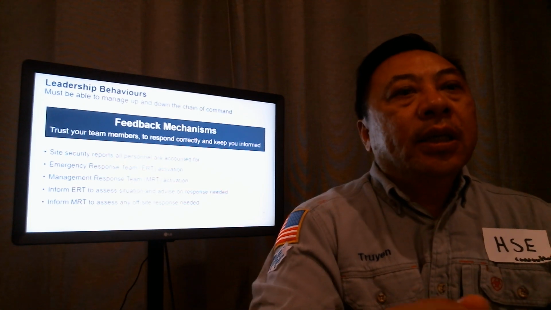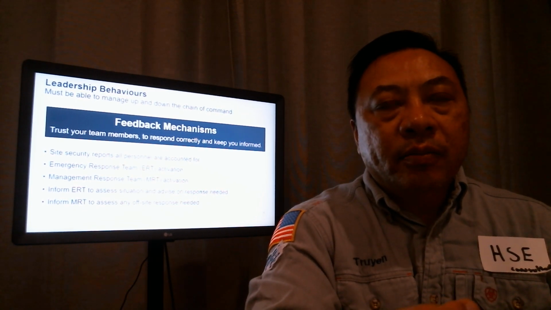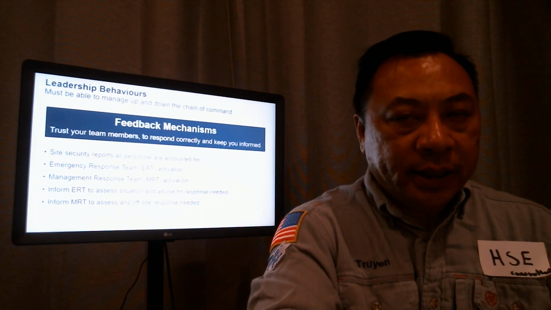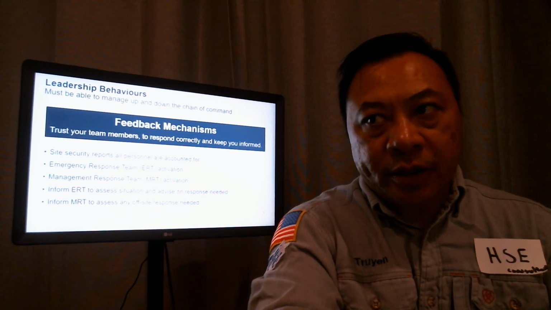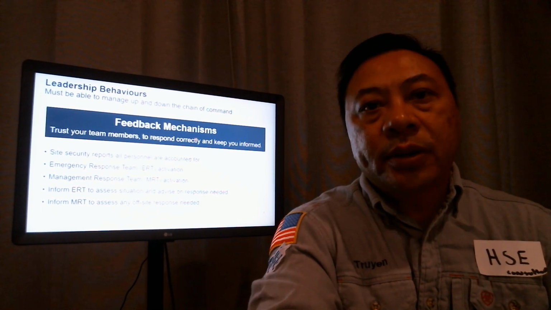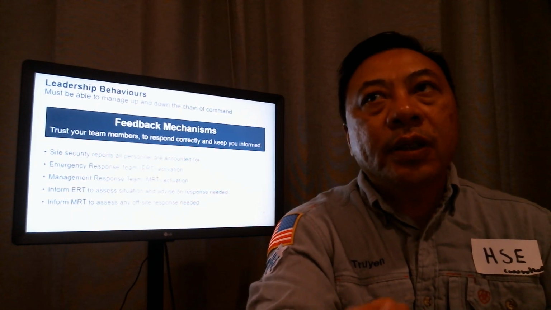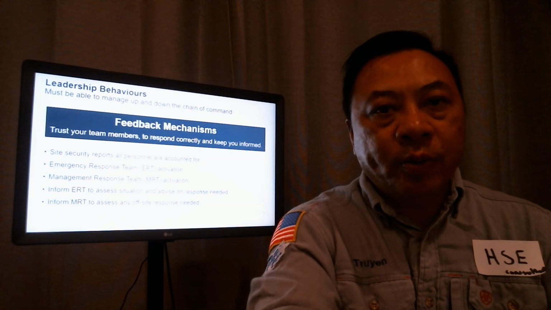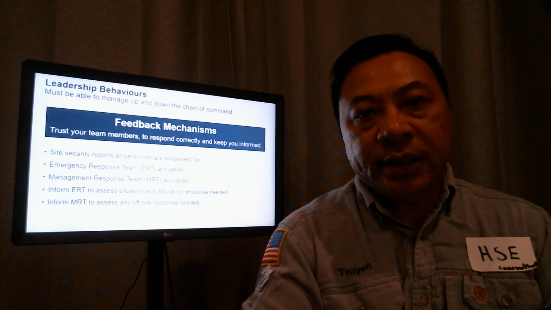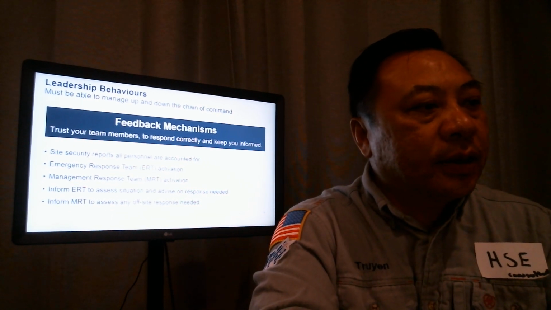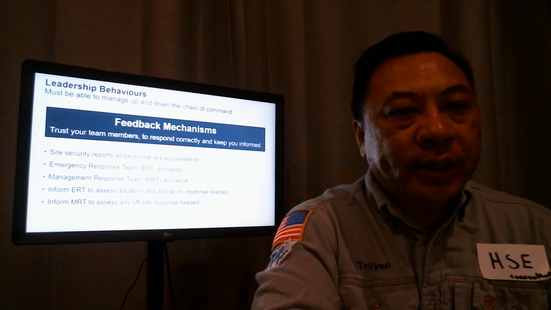Leadership behaviors. One leadership behavior you must have is to be able to manage up and down. Most of your MRT team is personnel in management that includes people like the plant manager, HR manager, operations manager, and also the maintenance manager. So in this situation, they all report to me. So I must be able to manage up as well as to manage my response team below me. I must trust my team members to respond correctly and keep me informed.